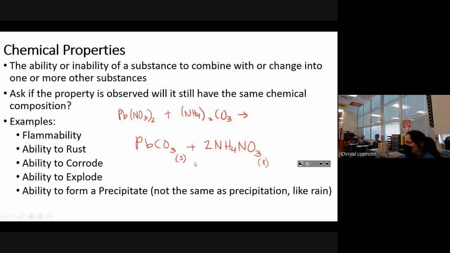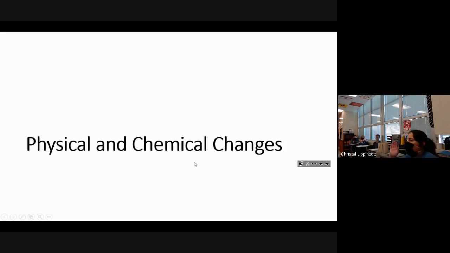Questions? All right. Tomorrow we will pick up with chemical and physical changes. Tonight, flip into your notes, past the notes to your first worksheet. It looks like a chart. While I clean up, you're going to work on that homework that's due tomorrow.